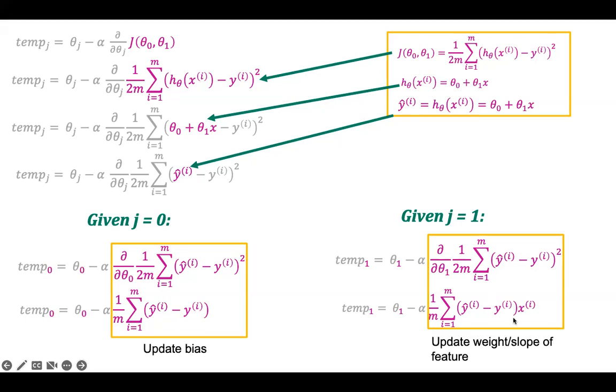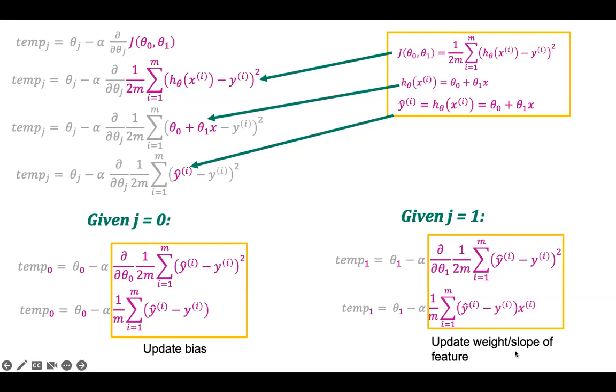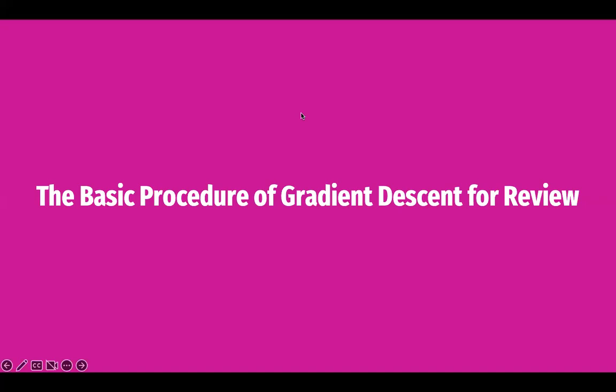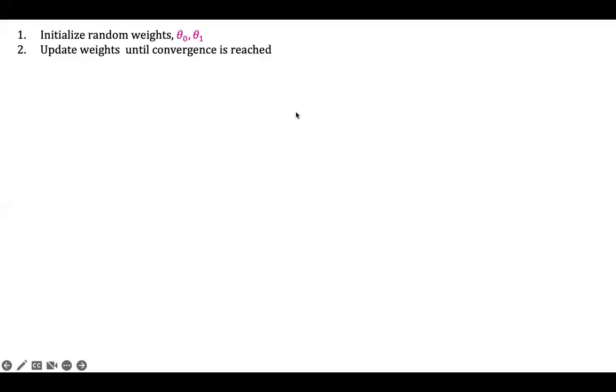Okay, so this is the part where we update the bias, and this is the part where we update the weight or slope of the feature. If you want to see a full derivation here, like how the derivatives were computed, you can visit the site or some other materials on the internet, YouTube, and some books.